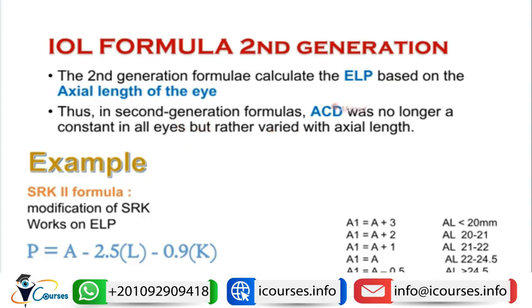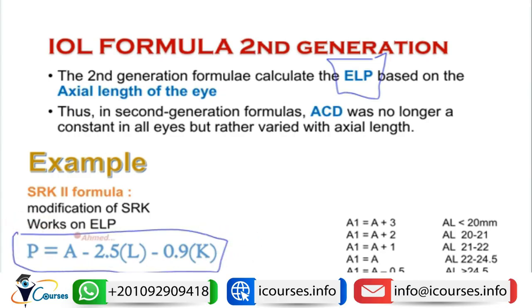That's why the second generation formulas put the effective lens position into consideration. So the anterior chamber depth is no longer constant in all eyes, but variable with the axial length. The SRK2 formula evolved in order to modify the original SRK formula. It was based on the same original SRK formula, but in this case the A constant will be variable. How can we change the A constant to reflect the changes in the effective lens position?